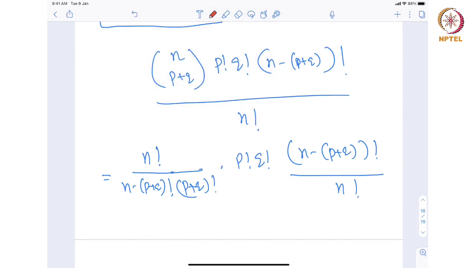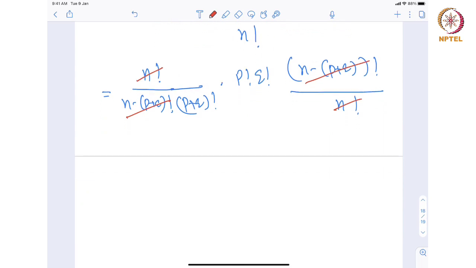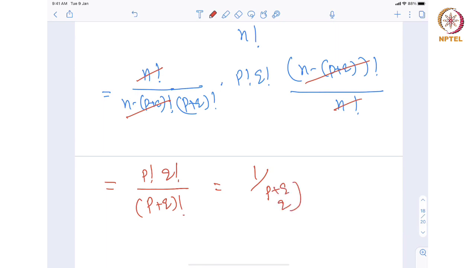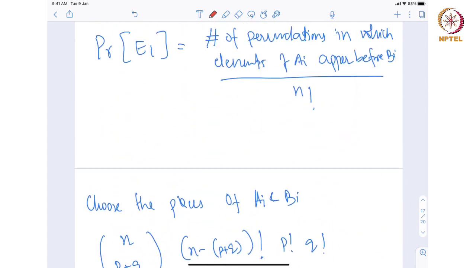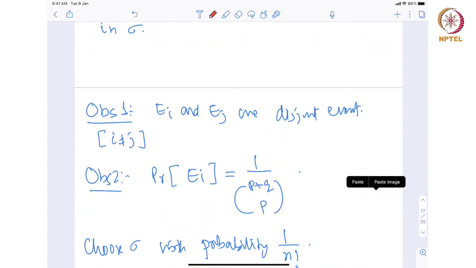So this and this term will get cancelled, this term and this term will get cancelled, and what you are left with is precisely p factorial q factorial by p plus q factorial, which is nothing but 1 by p plus q choose p, right? That is it. Check. So this is it. So we first proved observation 2.